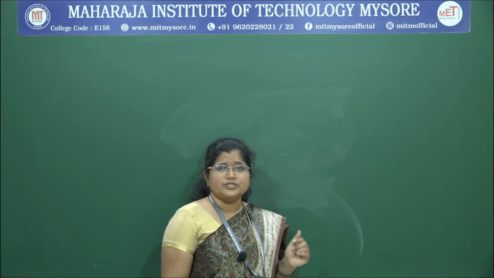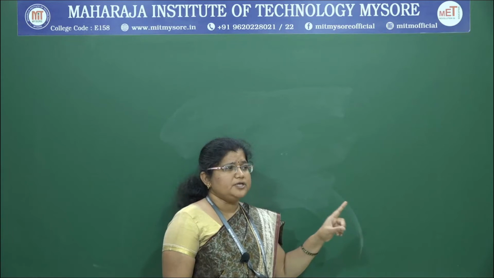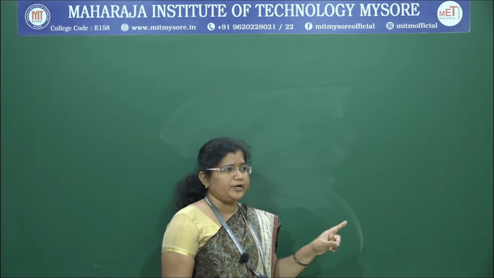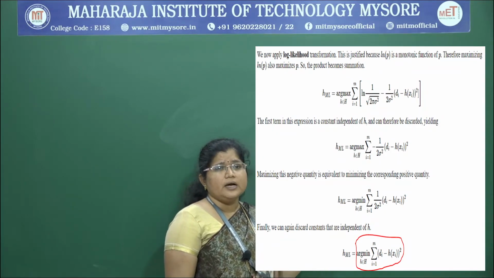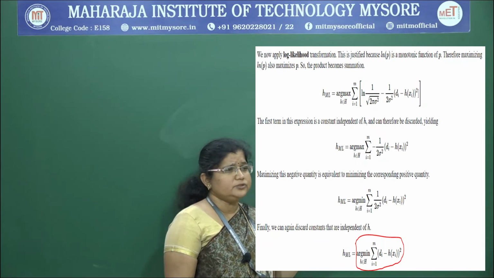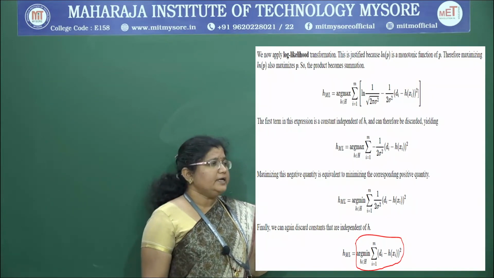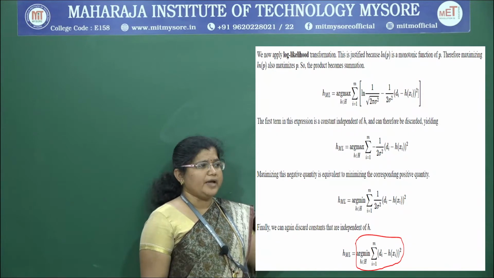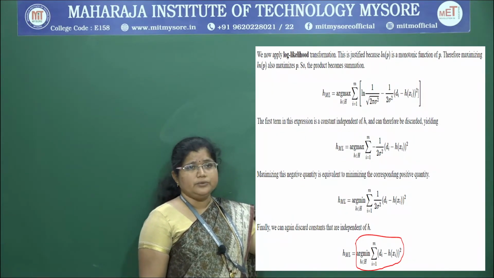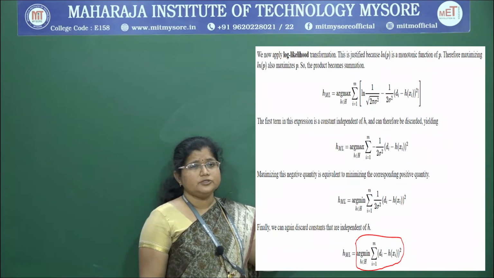So by rewriting the above equation, we can write HML is equal to argmax, where h belongs to capital H, of the product from i equal to 1 to m of 1 divided by square root of 2 pi sigma square, e to the power of minus 1 by 2 sigma square into di minus mu the whole square, where the mean is h of xi. So we got the equation HML is equal to argmax h belongs to H, product of i equal to 1 to m, 1 divided by square root of 2 pi sigma square, e to the power of minus 1 by 2 sigma square into di minus h of xi the whole square.